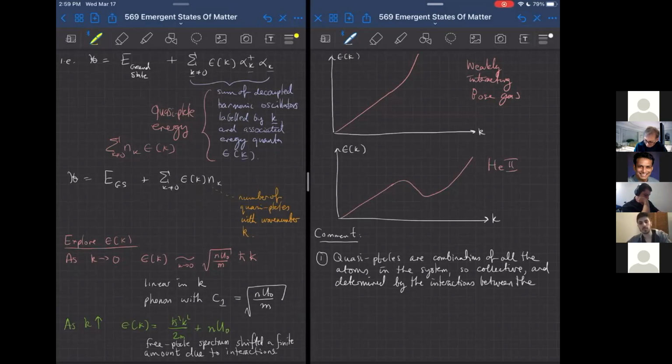Is the M here the mass of the particle or a quasi-particle? The atoms. The atoms, okay.